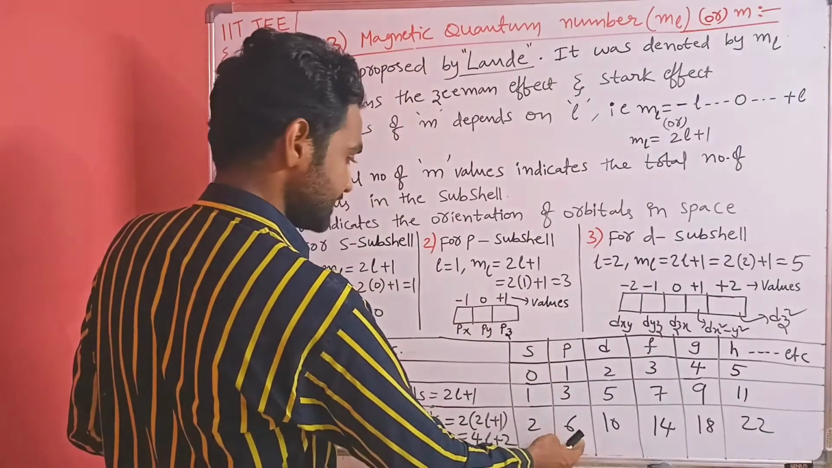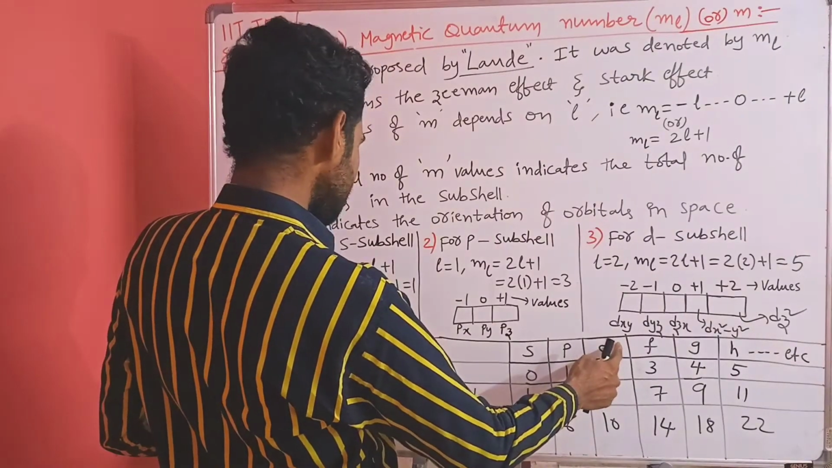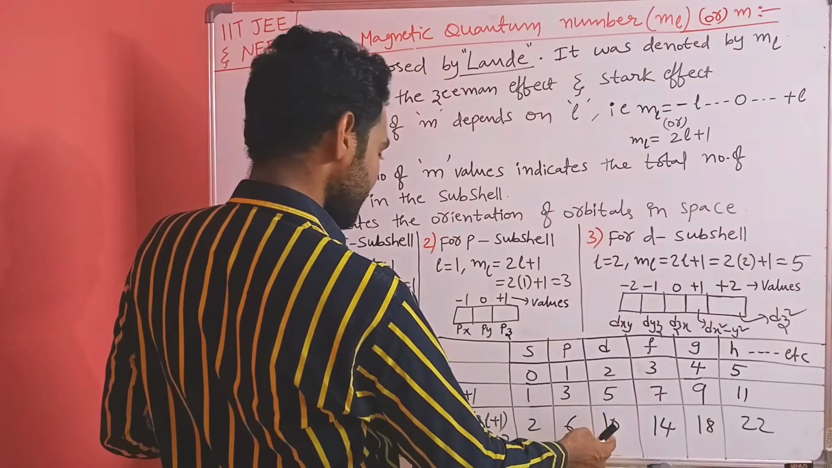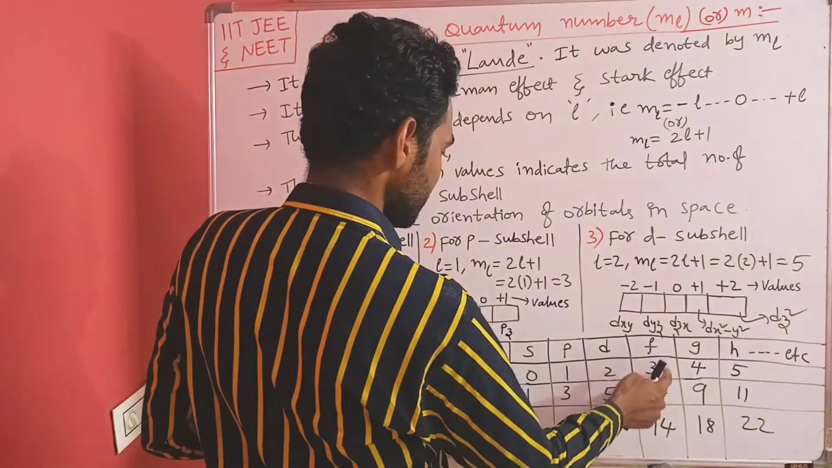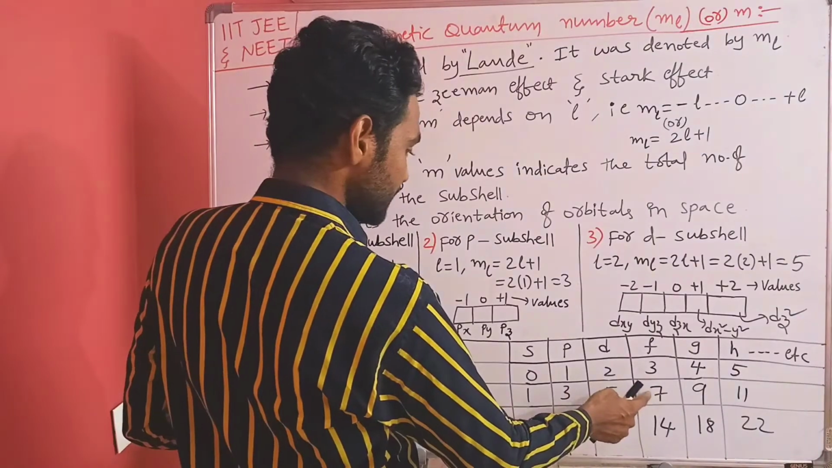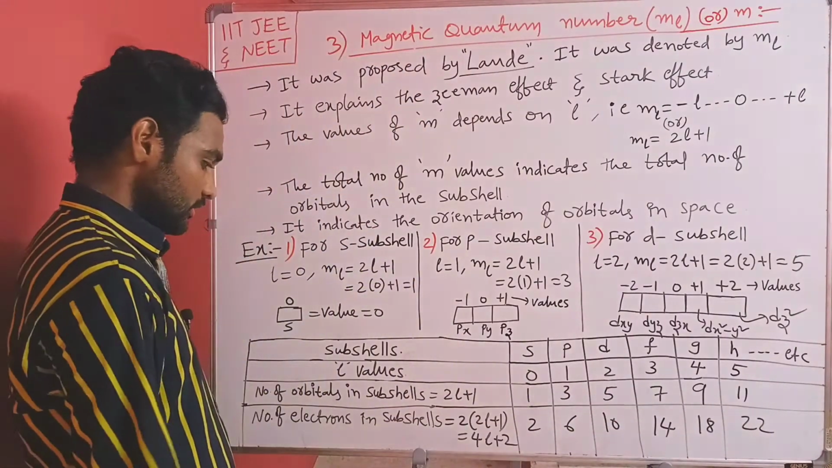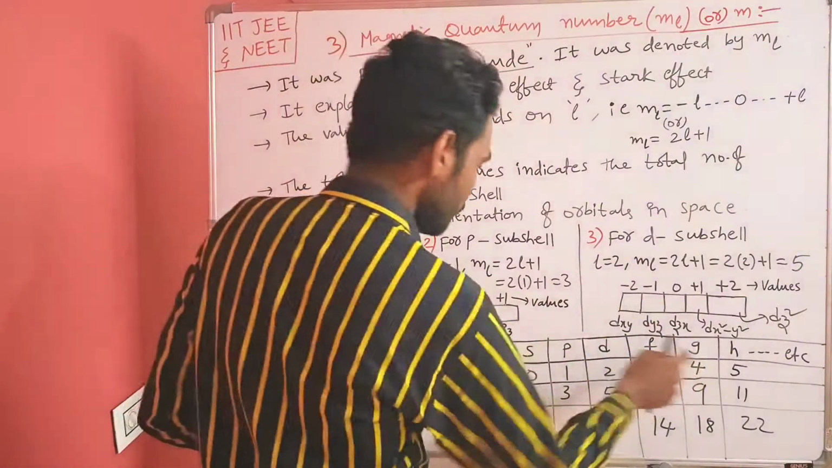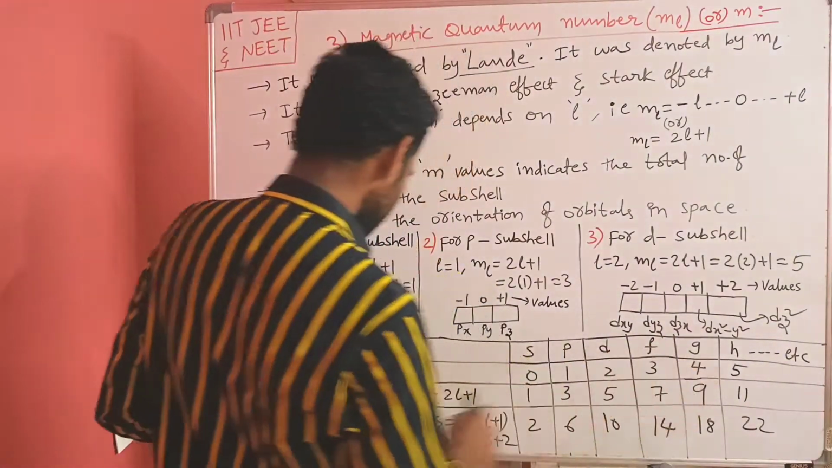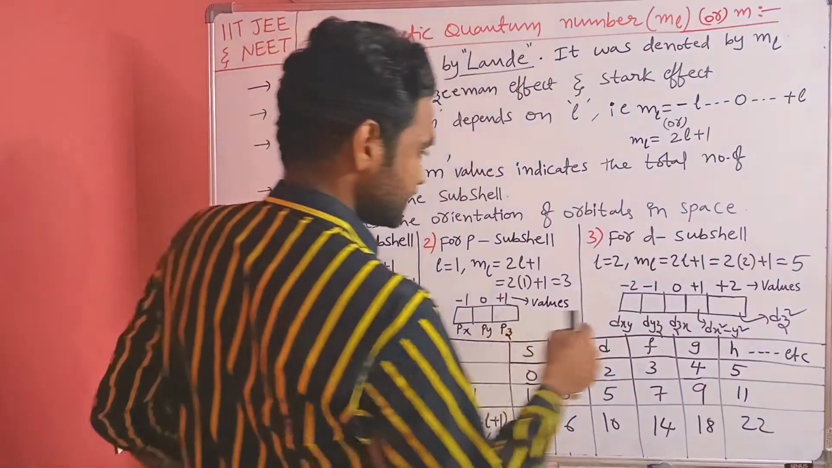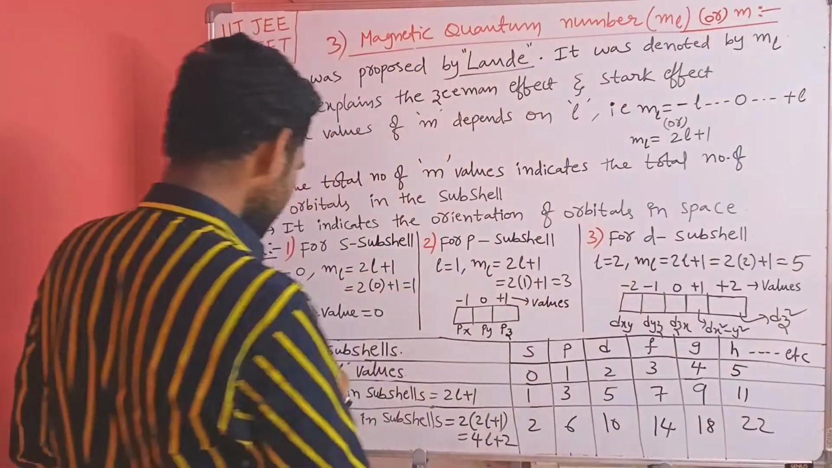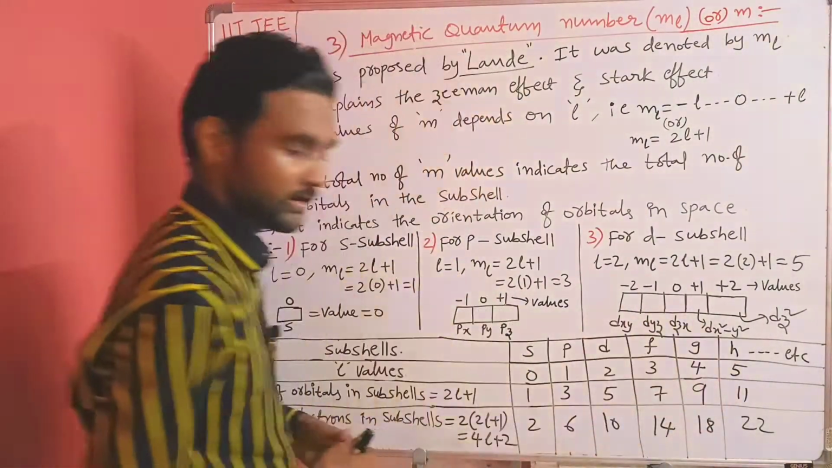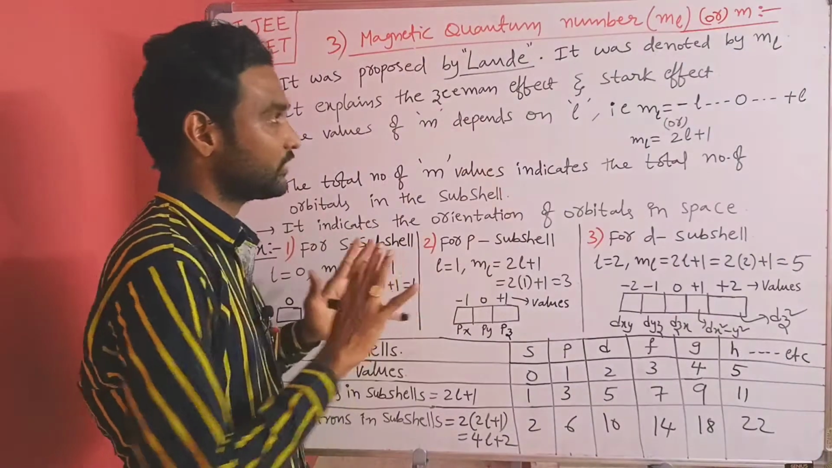Now in the same way, in P subshell, L value is 1, number of orbitals 3 and number of electrons 6. In D subshell, L value is 2, number of orbitals 5, number of electrons 10. In F subshell, L value 3, number of orbitals 7 and number of electrons in the F subshell is 14. And next in G subshell, L value is 4, number of orbitals is 9, number of electrons is 18. Next in H subshell, L value 5, number of orbitals 11, number of electrons 22. Have you understood? This is simply about magnetic quantum number.